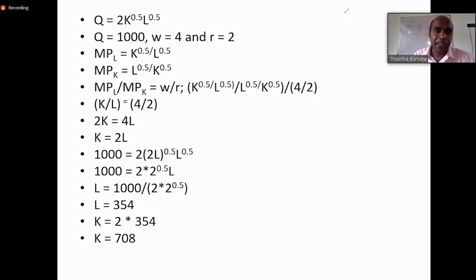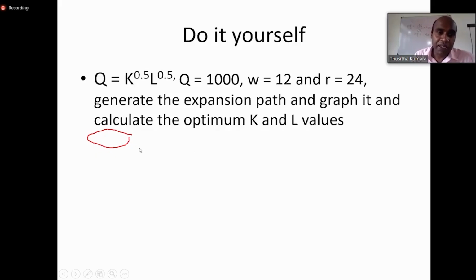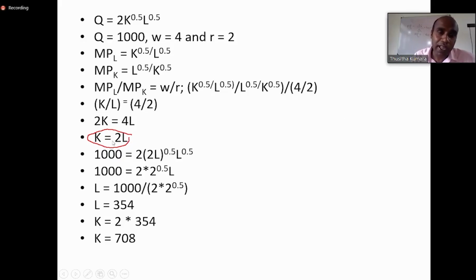We say K equal to L here. If so, we should have the other way around. Here, L equal to 2K. Now, both are correct. Right? This is K equal to L with this. Remember, this is a different production function, where efficiency parameter 2 is there. And W equal to 4 and R equal to, given these functions, we are getting this, right?